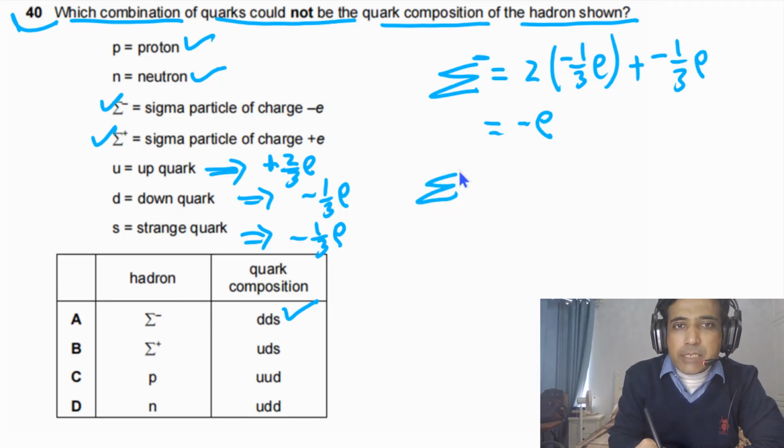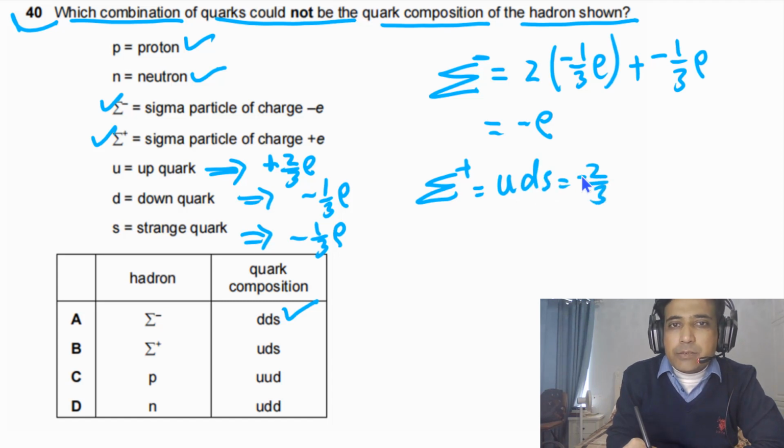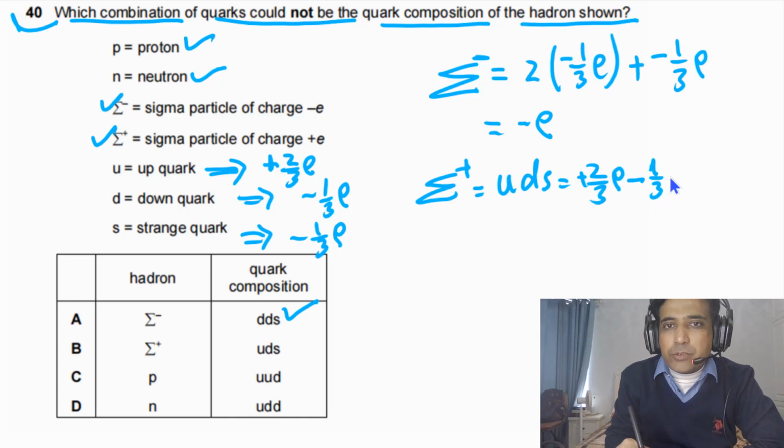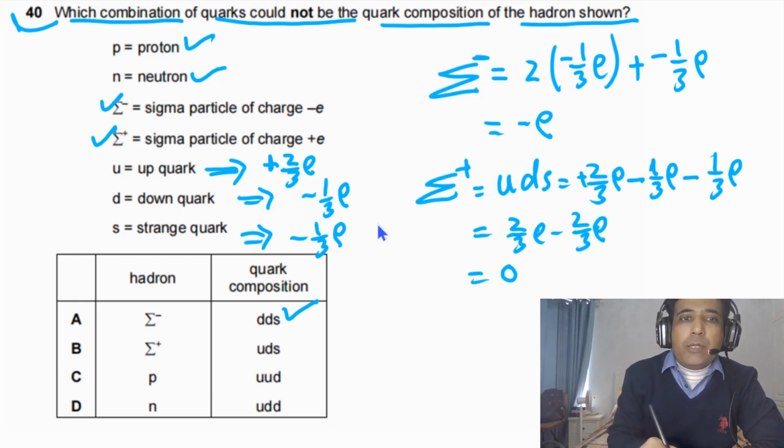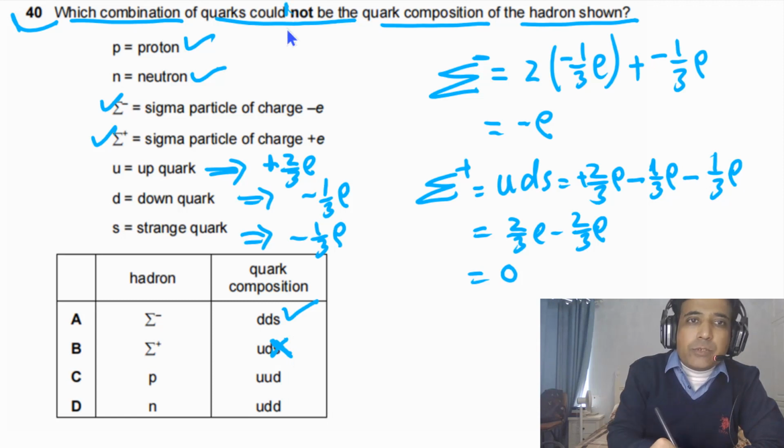Now we can check sigma plus. We have one up quark, a down quark, and a strange quark. For the up quark we have +2/3e, and then we have the down quark, -1/3e. Simply you need to add the charges together, and the strange quark is -1/3e. If we add them together, we will get 2/3e minus 2/3e, so this is equal to 0. It is given to us that it has +1e charge. So it means this composition is not possible. We need to find out which composition is not possible, so the answer for this question is B.